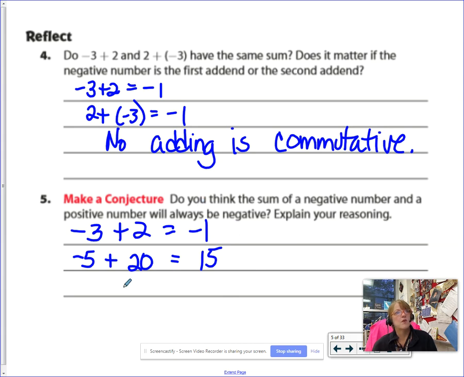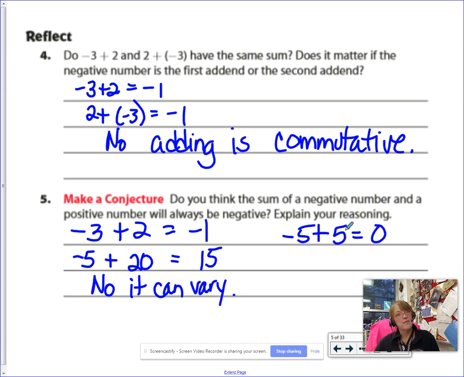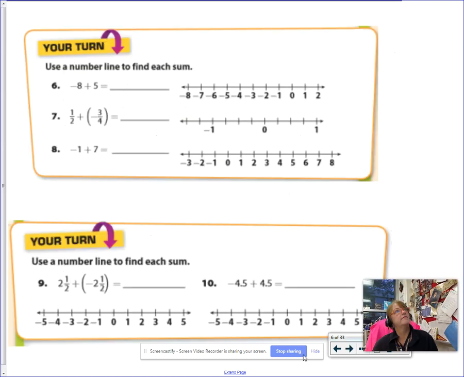So, do you think it will always be negative? No, it can vary, I guess. Plus, I could also do this: negative 5 plus 5. Then what do you get? 0 is not positive or negative. Boom. All right, let's take a look at a couple of these.